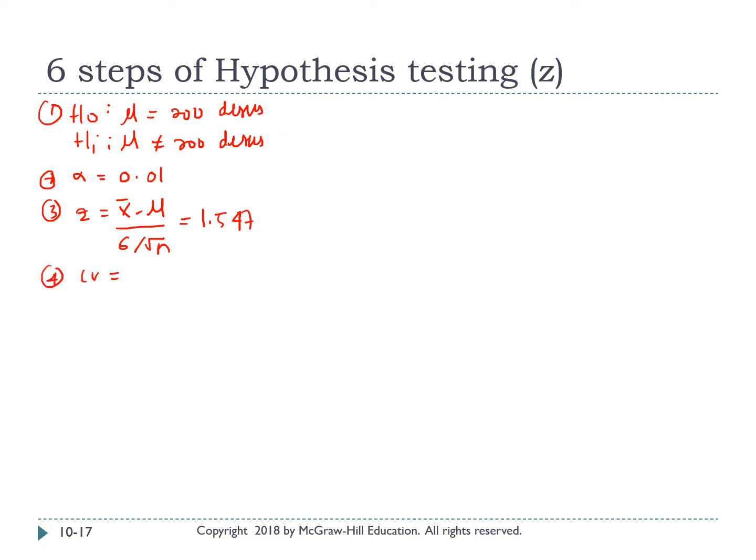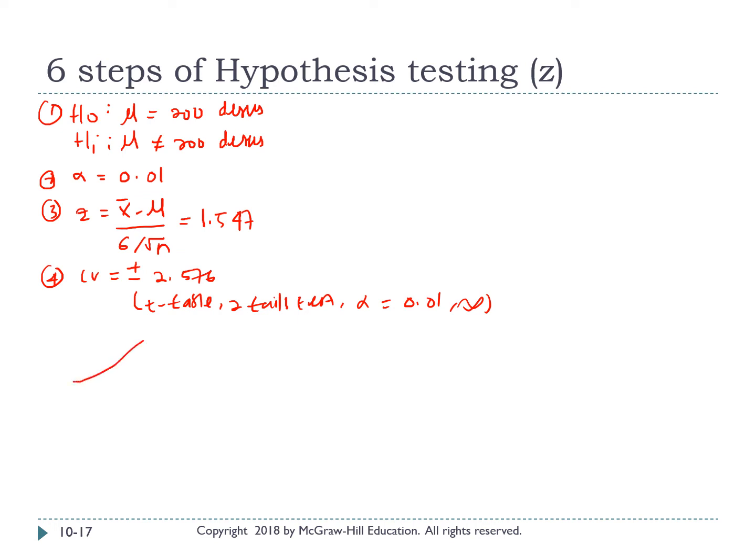So step number 4, you have to compute your CV. Okay, because we are talking about a two-tailed test, your CV should contain plus minus value, and in this case your CV is equal to 2.576. So how to compute your CV? You have to look at the t-table, and then two-tail test, and then your alpha equals 0.01 and the infinity sign. Why are we looking at infinity? Because we are using z distribution.